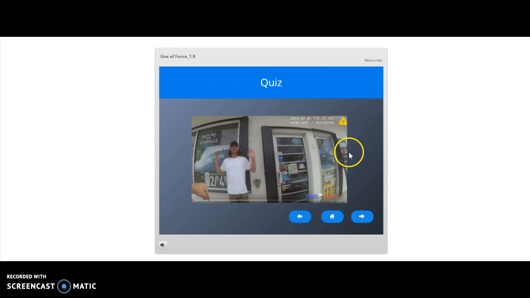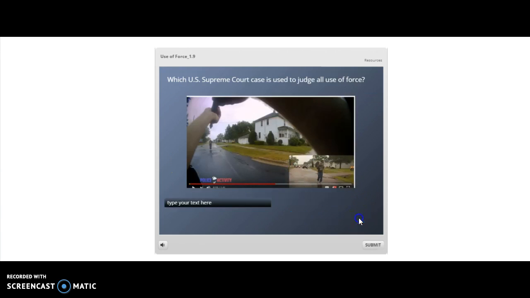Are you ready to test your knowledge? If so, click Next, or go back and review the previous slides. So once they click Next, they cannot go back. They cannot leave the quiz.